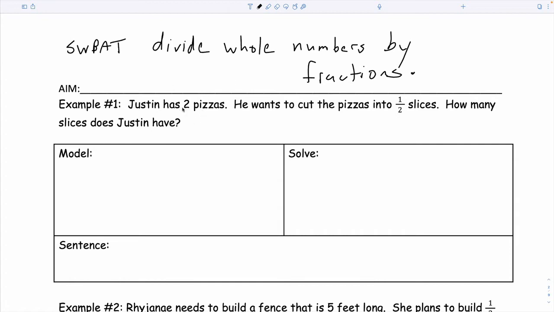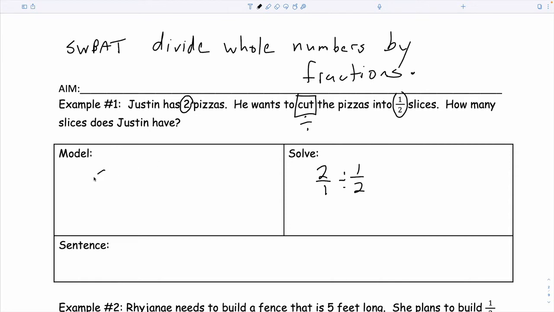Example 1, Justin had 2 pizzas. Annotate it, circle 2. He wants to cut the pizza into 1/2 a slice. He's cutting the pizza. There's a keyword. He's going to split this thing up or divide it. How many slices does Justin have? Let's start out with solving it and just set up this problem. You're splitting up 2 pizzas into half slices.